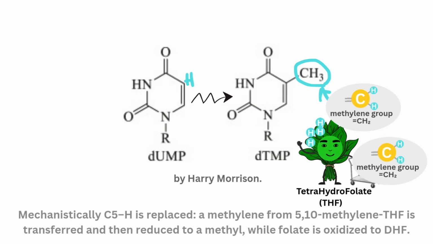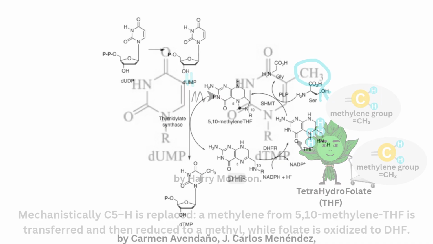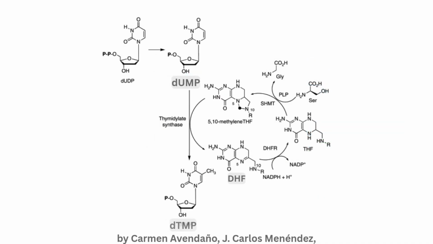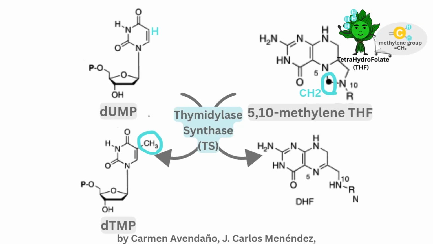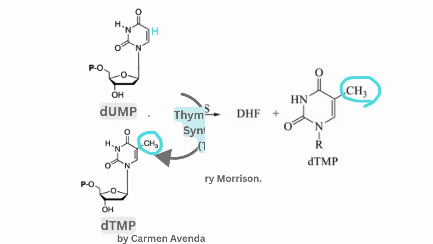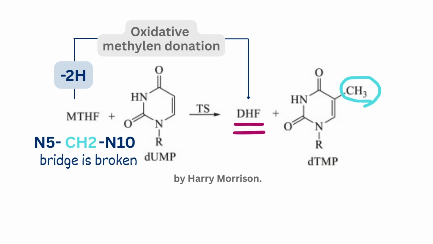Let's look at the big picture. When dUMP becomes dTMP, you can see me stepping in. Zooming in, I hand over my methylene group. I also lose electrons together with hydrogen. That's why I become DHF instead of THF. Be careful, this is easy to mix up.